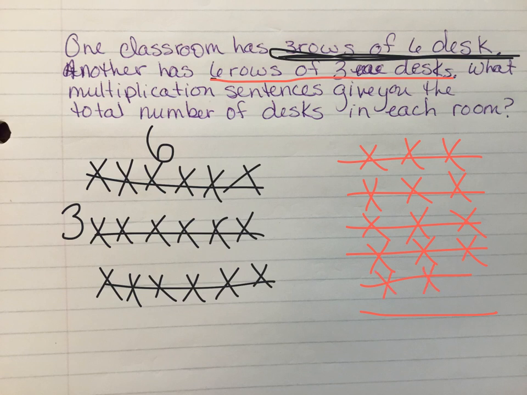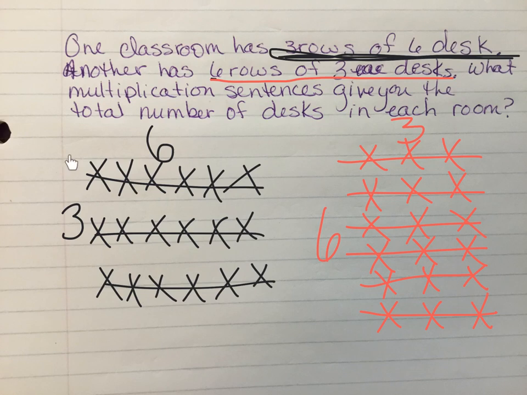After we get this array drawn, what number sentence could we write for each one to show how many desks are in each room? When we're dealing with multiplication, it's going to be groups. So in this one right here, the red one, we have 3 across. You see how it's lined up. So we have 3 across in each one, and we have 6 going up and down, 6 rows.